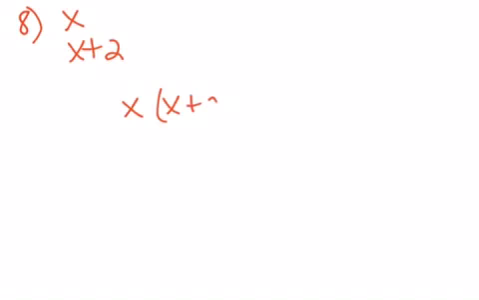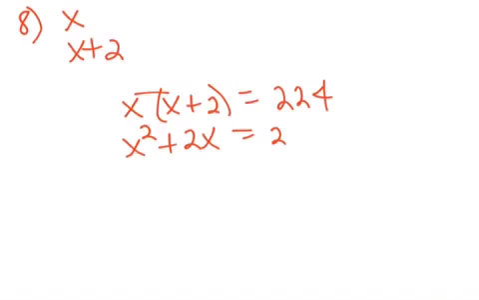Okay, now back to number 8, before I got distracted. Find two consecutive even integers. So if you look at your list, the first even integer would be x. Then the second one would be x plus 2, whose product is 224. So that means we're going to take the first number times the second number, and it's going to equal 224. So we distribute: x squared plus 2x equals 224.